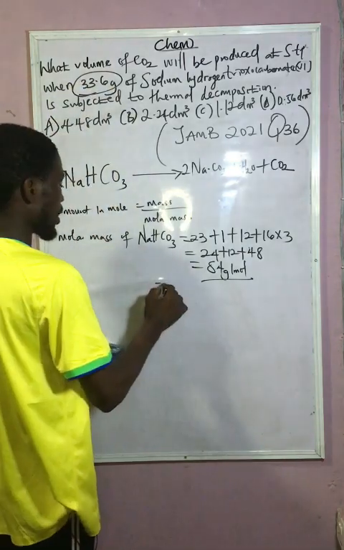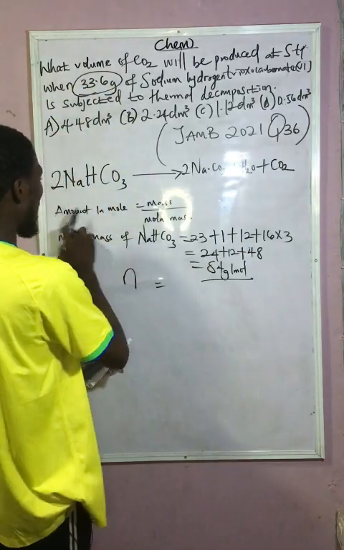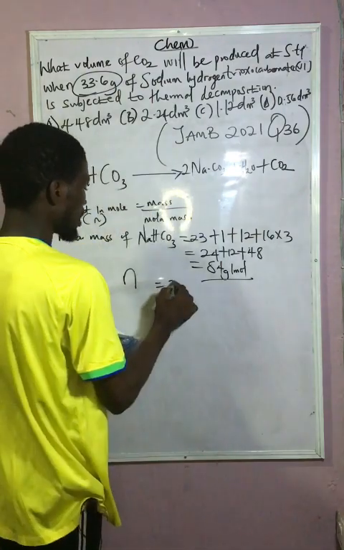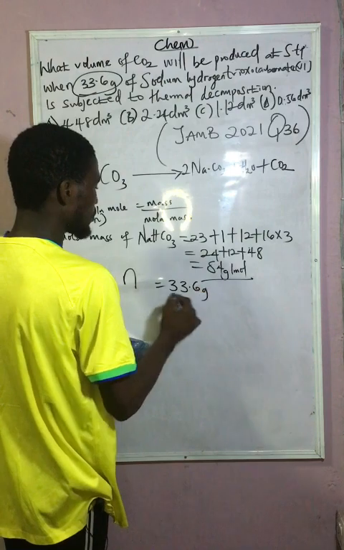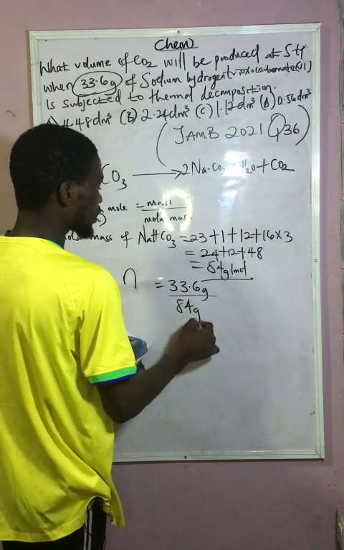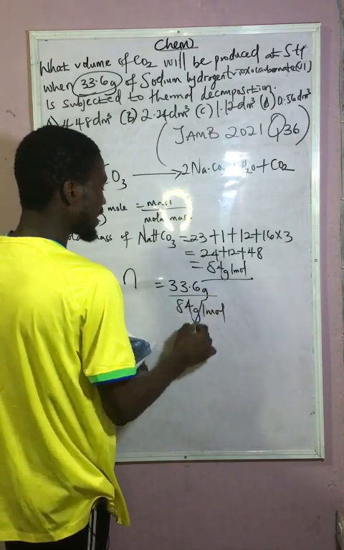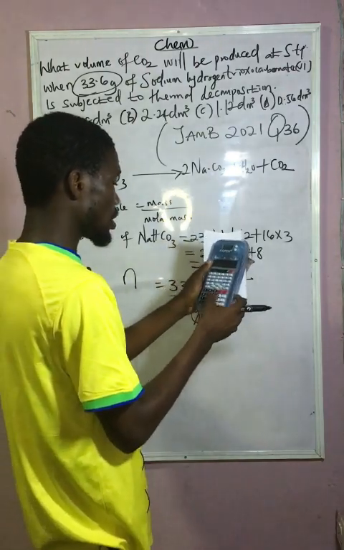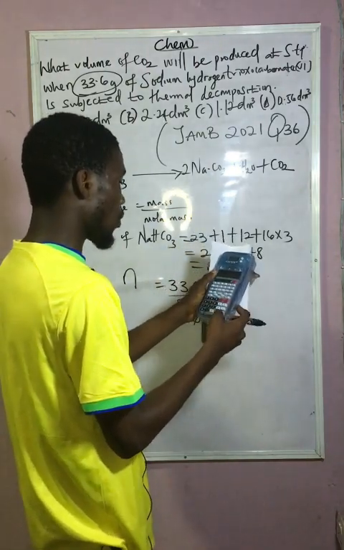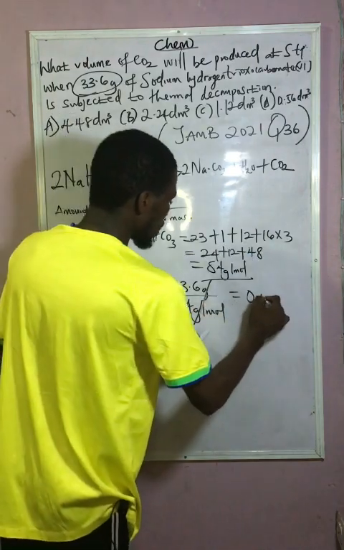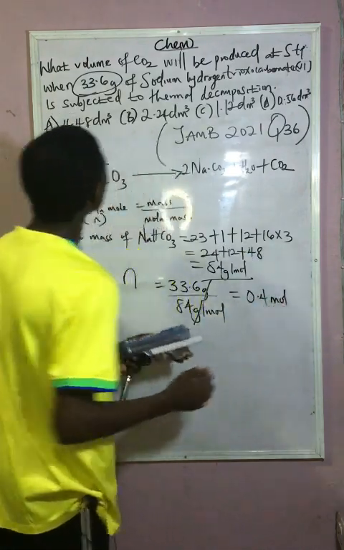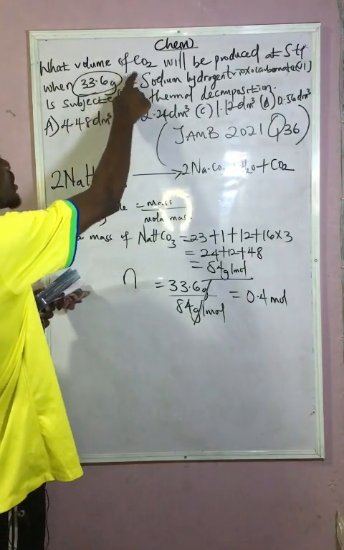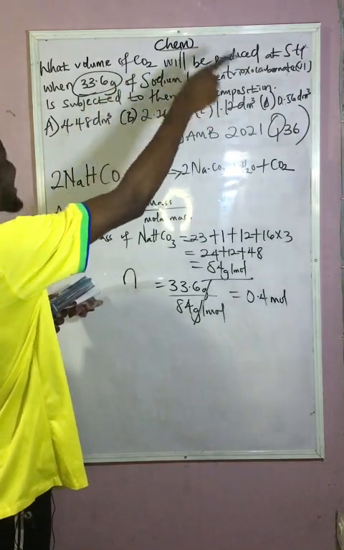33.6 grams. So you can say N represents what? Amount in mole. Our mass is what? 33.6 gram divided by what? 84 gram per mole. This cancels this. So class, let's see, 33.6 divided by 84. So we have what? 0.4 mole.